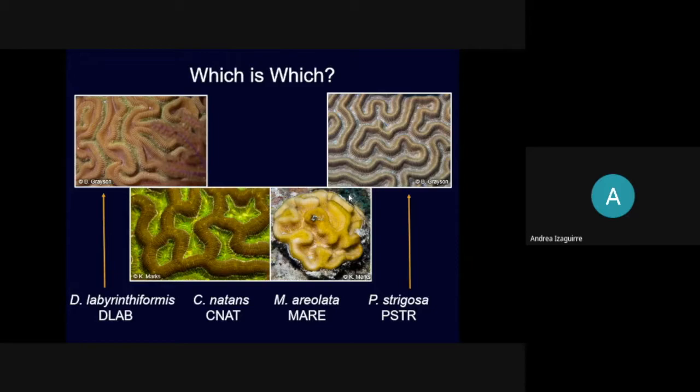So as you can see, once you put them all next to each other, the differences become a lot more obvious. I think these ones, especially with the close-ups, help quite a lot. And again, as you start seeing more and more of these corals, it's going to become a lot easier for you guys.